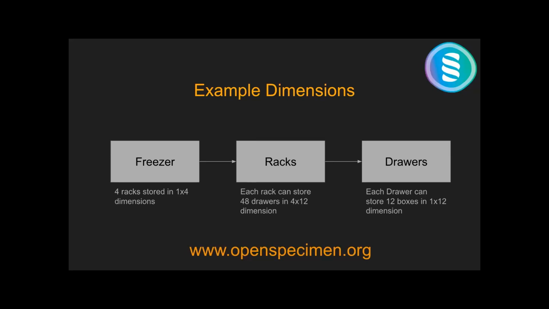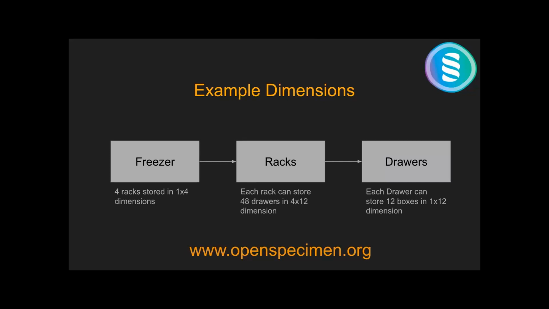This way you need to decide the dimension of row versus column, and that has to be done on every hierarchical level of a container. Usually we start from freezer, shelf, rack, drawer, box, and box is usually the last one. Similarly, for liquid nitrogen tanks, you can have tank, tower, drawer, boxes, and that kind of thing. All such dimensions need to be identified first.